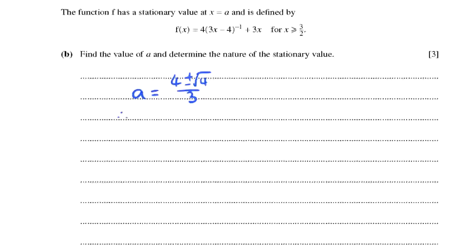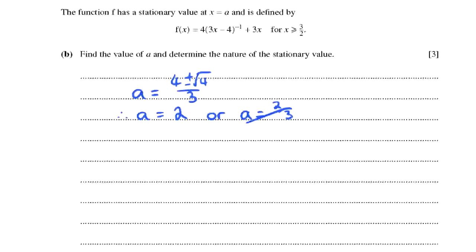So therefore, a is going to equal 4 plus root 4, which is 2, of course. 4 plus 2 is 6, divided by 3 is 2, or a is 4 minus 2, which is 2, divided by 3 is 2/3. X, we're told, is larger than 3/2. 3/2 is 1.5, so 2/3 can't be an answer because it's smaller than the domain for x. Okay, so there's only one answer.